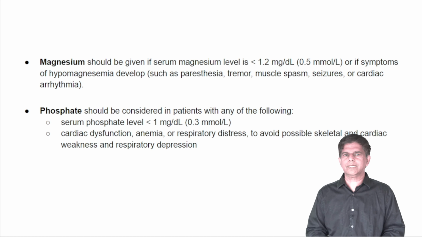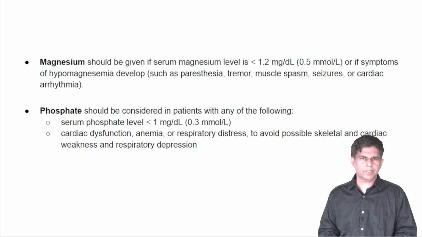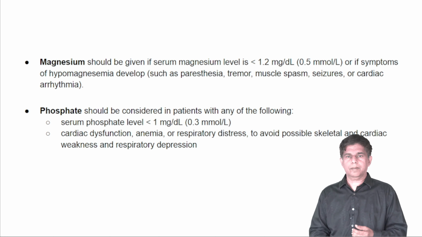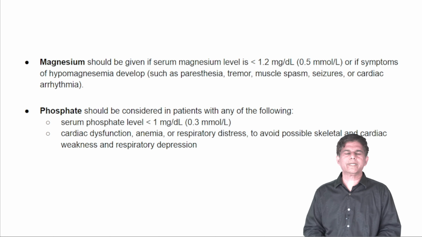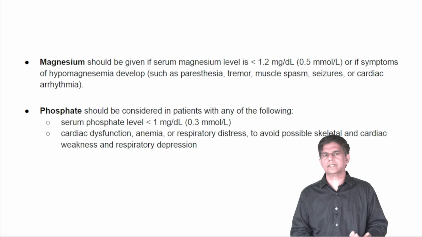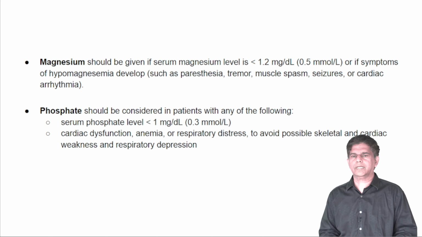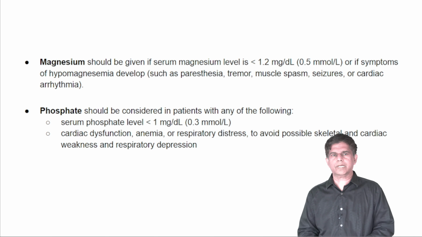Now, magnesium should be given if the serum magnesium is less than 1.5. Phosphate should be considered in patients with a serum phosphate level less than 1, cardiac dysfunction, anemia, respiratory distress, and respiratory depression also.